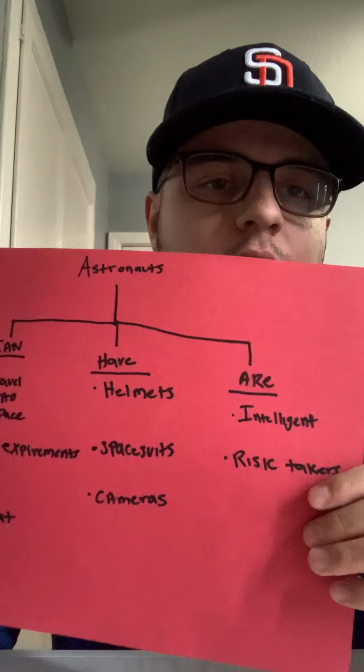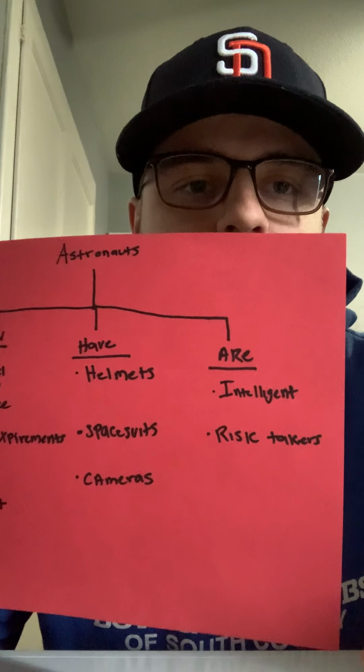Next, we're going to put risk takers. Risk takers are people that, even though the situation doesn't look that good, they still do it and they're brave. And I like to think astronauts are, so we're going to put risk takers under the R section. There we go. So under the R section for our second one, we have risk takers.